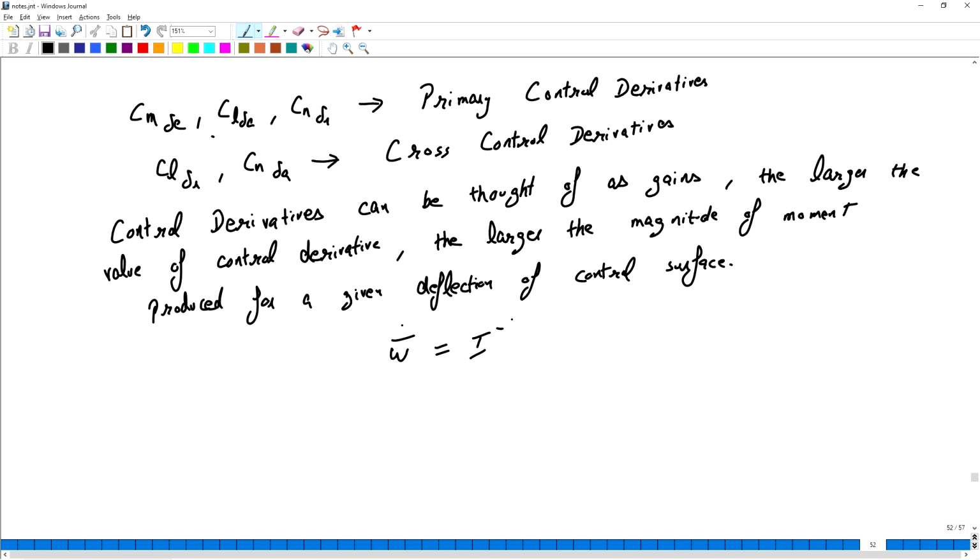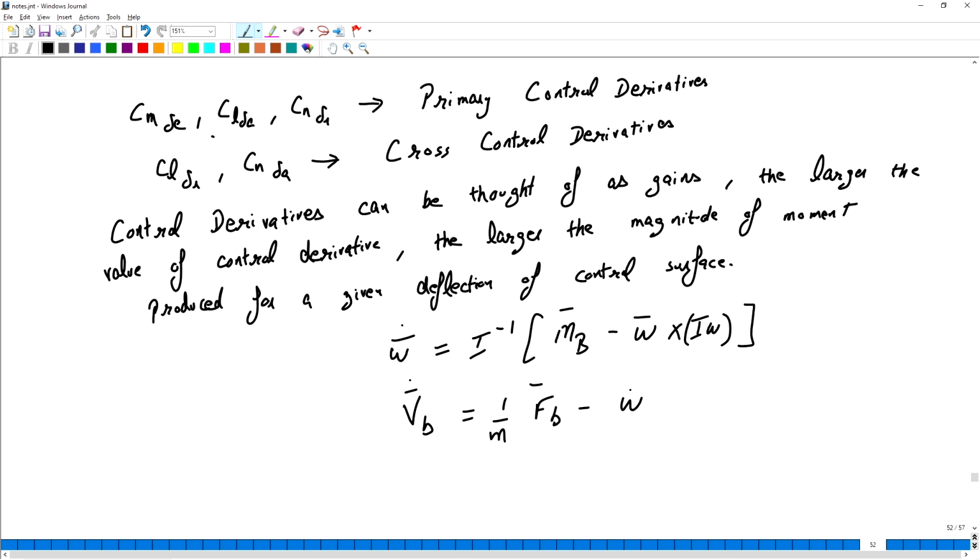We have I inverse MP moments minus omega cross I omega. Similarly, we have velocities U dot, V dot, W dot in this format, 1 by m FB. So whatever equations that we had written before, we simplify these equations in that format, and we get those equations. Now this is in matrix form. Equations are same, only the form is different.